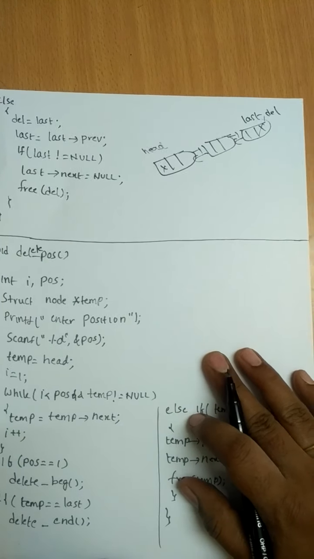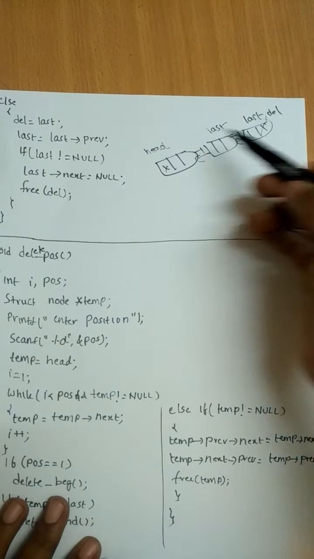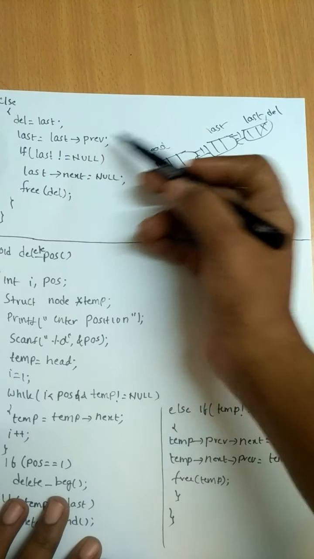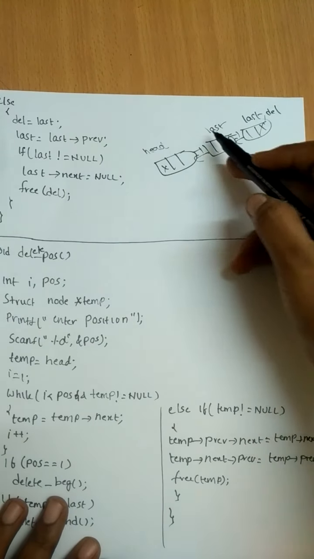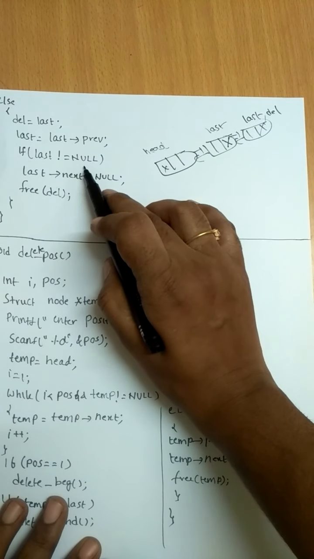Both delete and last are pointing to the same node. After deleting this node, the previous node will become the last. So move last to last of previous. If it is the last node, then we have to place null in the next part of the last node, and check last for null.